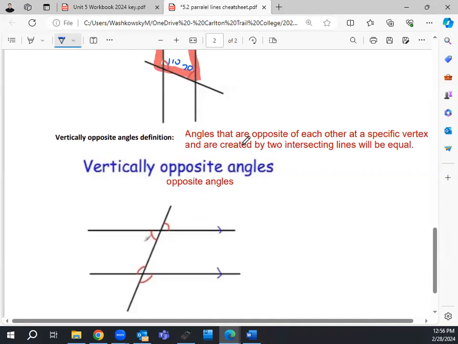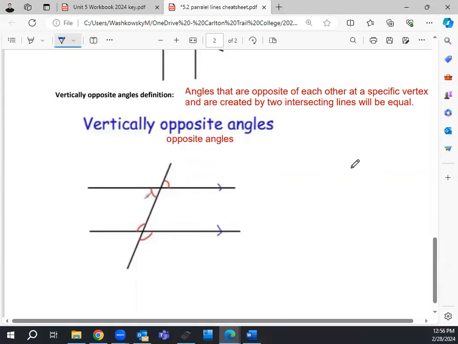So what does this mean? A specific vertex created by two intersecting lines. Well, if I have two lines, it does not matter which ones, I'm just going to draw two random straight lines. This is where they intersect. If I tell you that this one up here is 120 degrees, it also means the one opposite of it here is 120, which would make this one 60 and the one opposite of it 60.